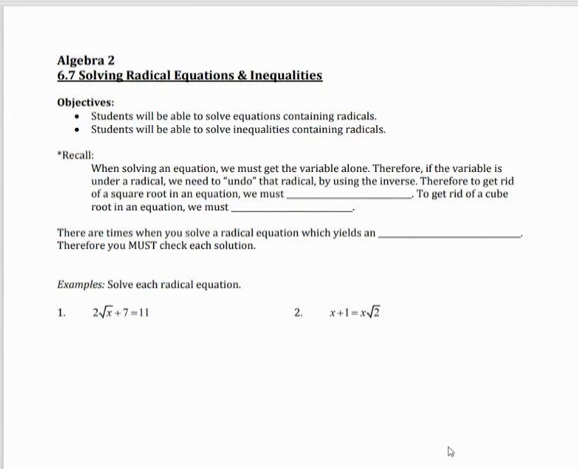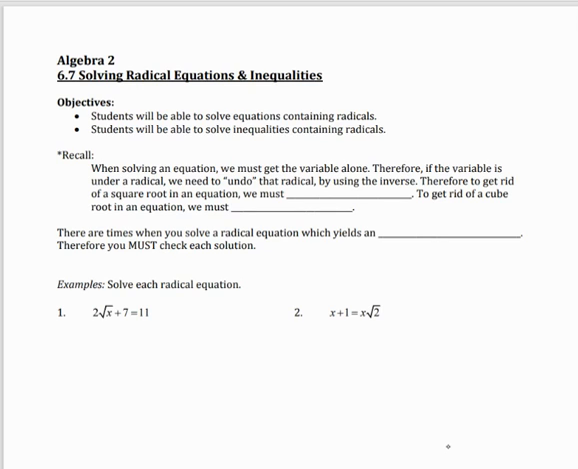6-7 is solving radical equations and inequalities, which in Algebra 1, you have done solving radical equations with square roots. We're going to look at square roots, cube roots, higher roots, and also, like it says, inequalities. So there's some important things to remember.